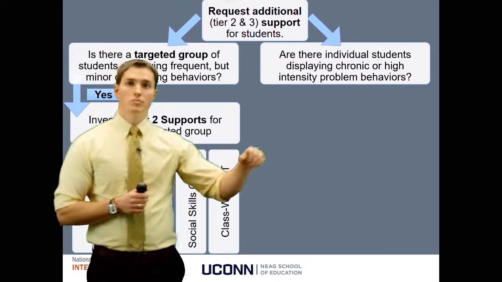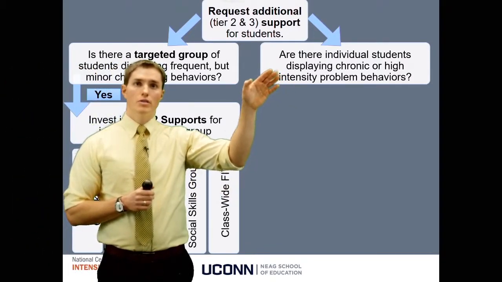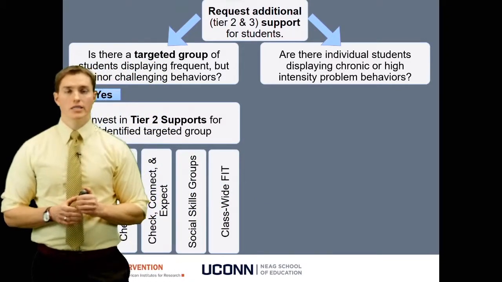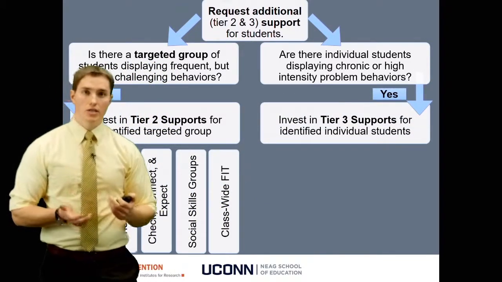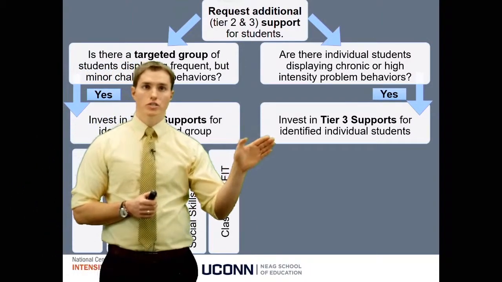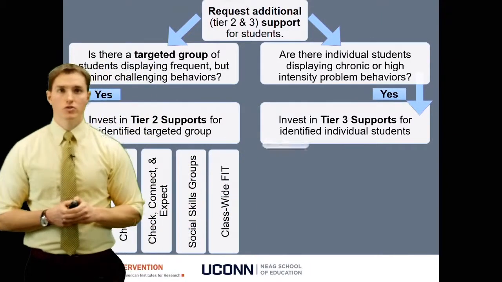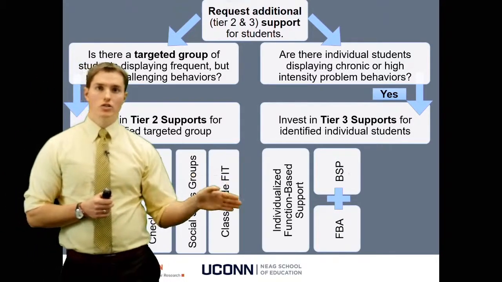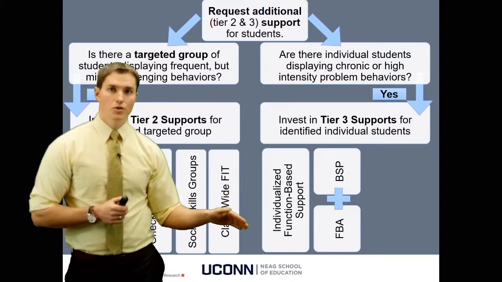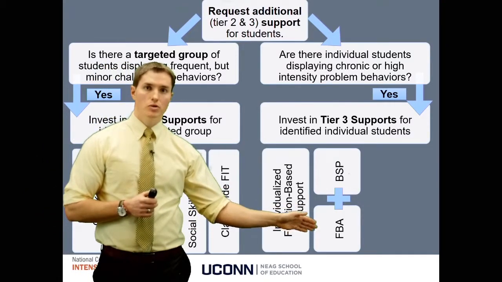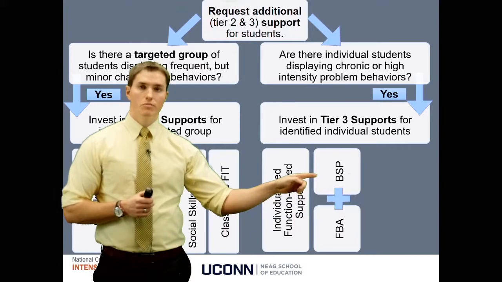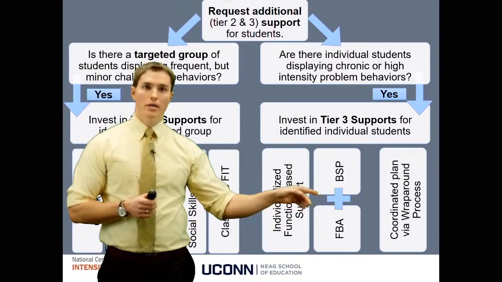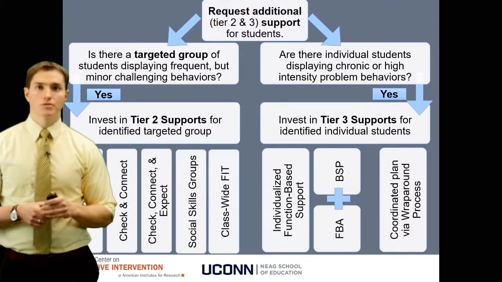As we move forward through this module, Dr. Freeman will take over and discuss this part of the flowchart. Are there individual students displaying chronic or high-intensity problem behaviors? If the answer is yes, you're going to look to invest in Tier 3 supports for the identified individual students. Through this process, as will be discussed, you'll be looking at individualized function-based supports through the conduction of a functional behavioral assessment, or an FBA, to develop a behavior support plan, or BSP. This is a coordinated plan via wraparound procedures.